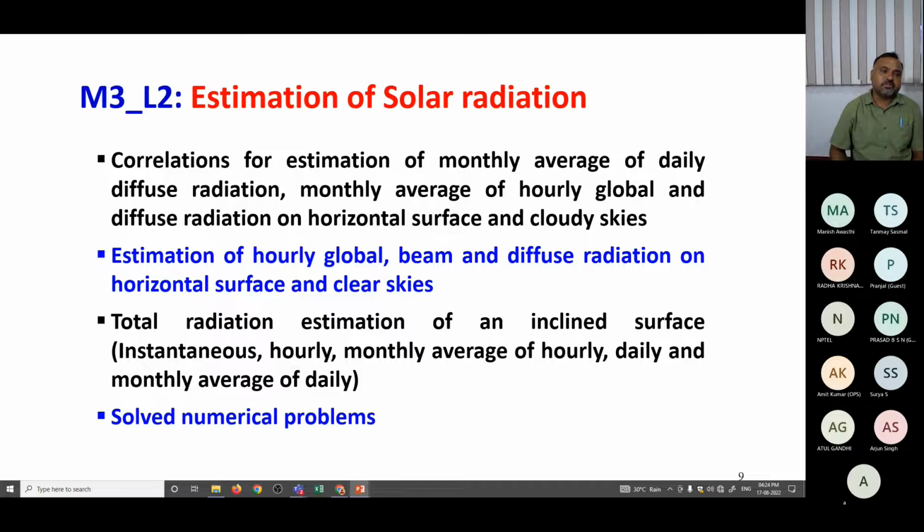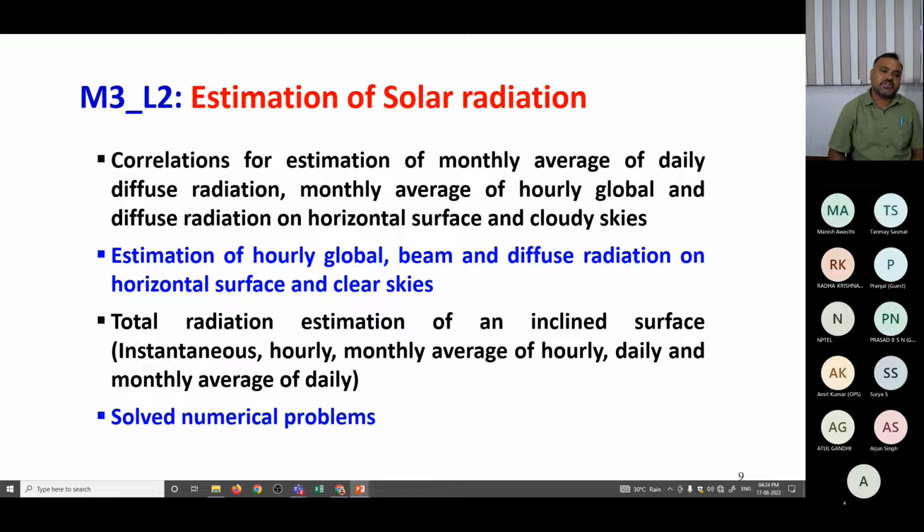Under lecture 2 of module 3, we have primarily discussed estimation of solar radiation. Different correlations were studied, and an estimation of hourly global, beam, and diffuse radiation on a horizontal surface under clear skies. There are different conditions, like clear skies and cloudy skies.